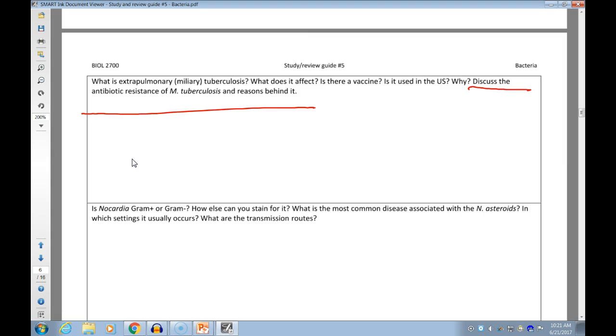Antibiotic resistance. When I say discuss, it means the reasons. What is the main reason why Mycobacterium is so resistant?